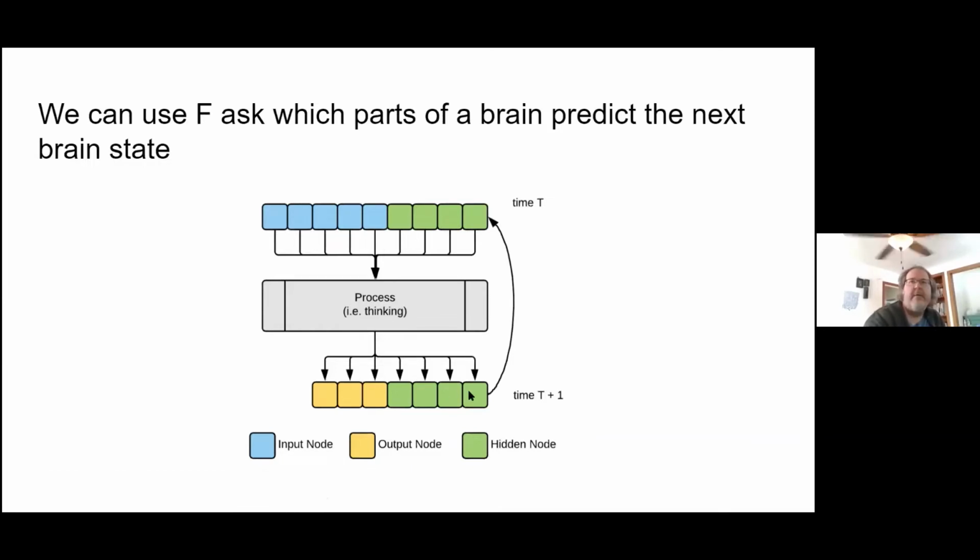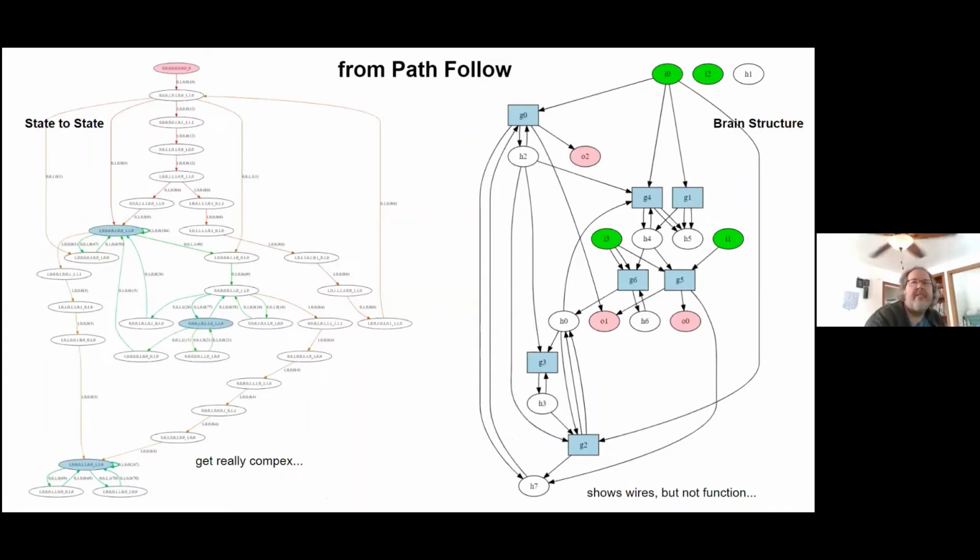Guess what? We can. So going back to this example I had before, this is on Pathfollow. We see the state to state. It gets really complex. And we look at the brain structure, and it shows the wires, but not the function. So we know where the connections are. We just don't know how it's actually using them.